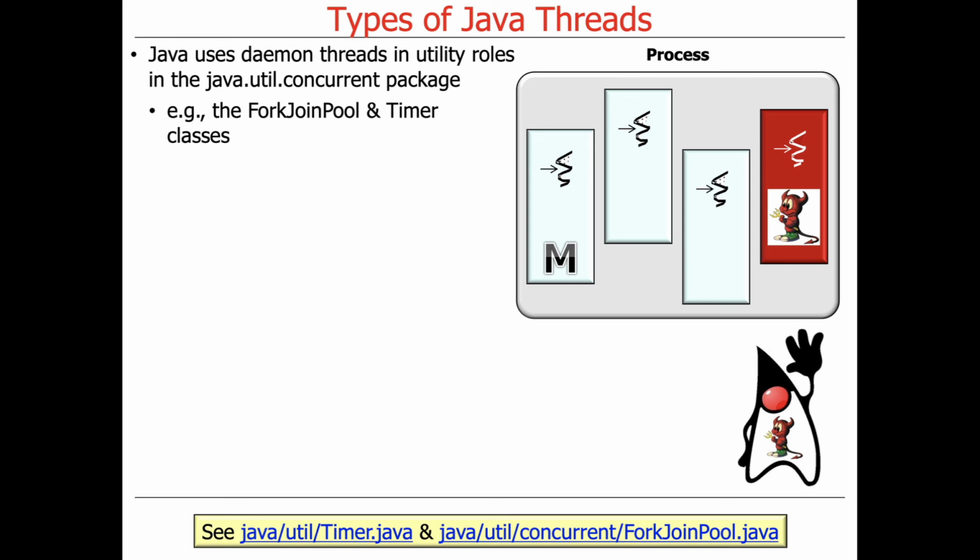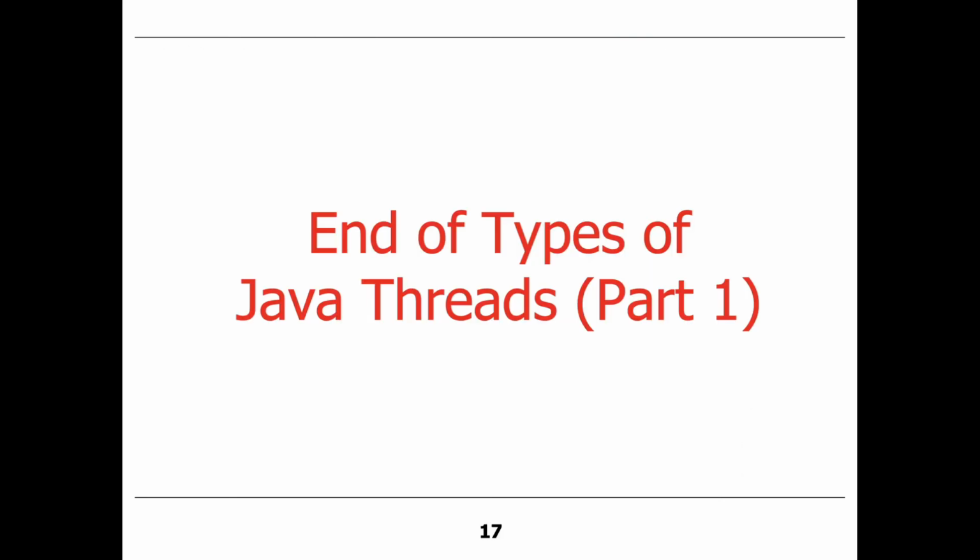So where are some examples of daemon threads in use in Java? Well, a couple examples are in the Java util concurrent package, which we will cover extensively in this course because, of course, this is a course on Java concurrency. And two examples are the Java fork join pool, the common fork join pool in particular, and timer classes. And I guess, strictly speaking, the timer class isn't in Java util concurrent, but that's an example of something that can spawn a thread in the background that will go away when the user threads go away. So that's the end of the overview of types of Java threads.